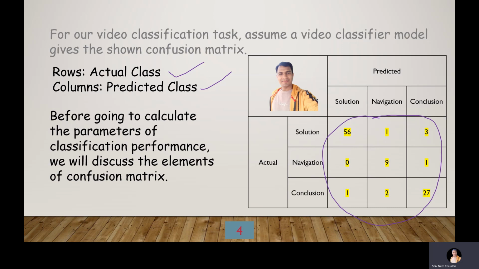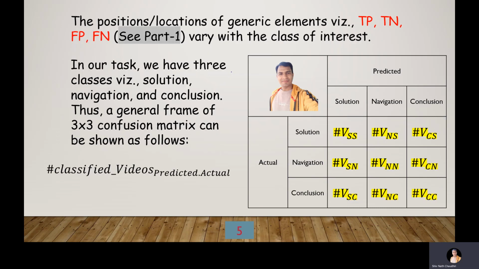Before calculating the related performance parameters, we will understand the confusion matrix elements. The positions or locations of generic elements of the 2x2 confusion matrix remain fixed. In contrast, the generic elements in a confusion matrix larger than 2x2 vary with the class of interest. Since we have to classify 3 categories of videos, for example, solution, navigation, and conclusion, the corresponding 3x3 confusion matrix has 9 elements. So these are 9 elements.